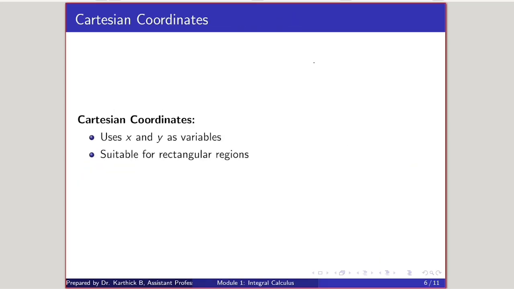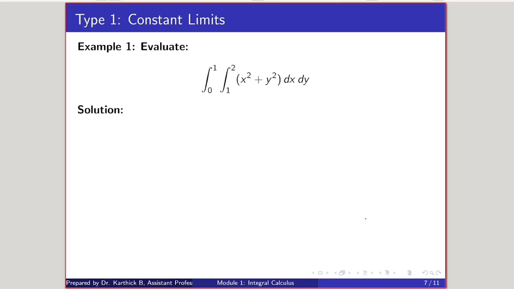In this way, we study the Cartesian coordinates. It uses the variables x and y, which is more suitable for rectangular regions. Now, type 1 is of constant limits. We have categorized the limits in two forms: one as constant, another as variable. If the limits are variable, that belongs to type 2.